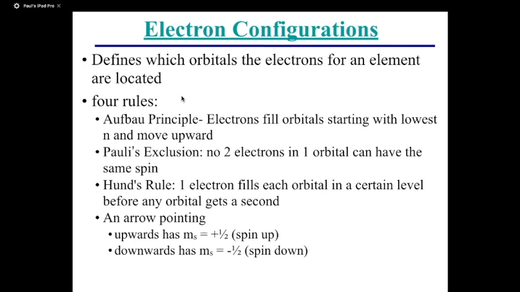S's, or columns of 2. P's, columns of 6. D's, columns of 10s. And F's, columns of 14s. That is why we order the periodic table the way we do. Not just atomic number increasing, but we show you where the S's, P's, D's, and F's are by the way we shape that. Okay, so we're going to do electron configurations.